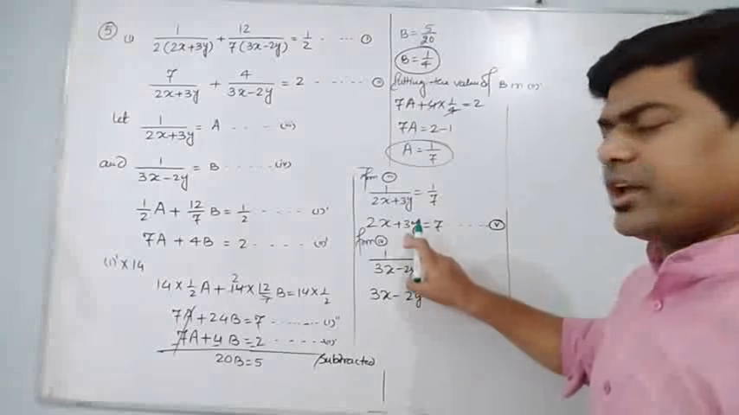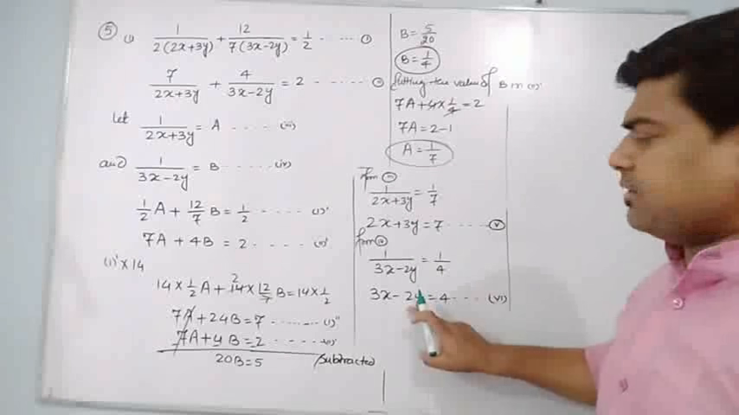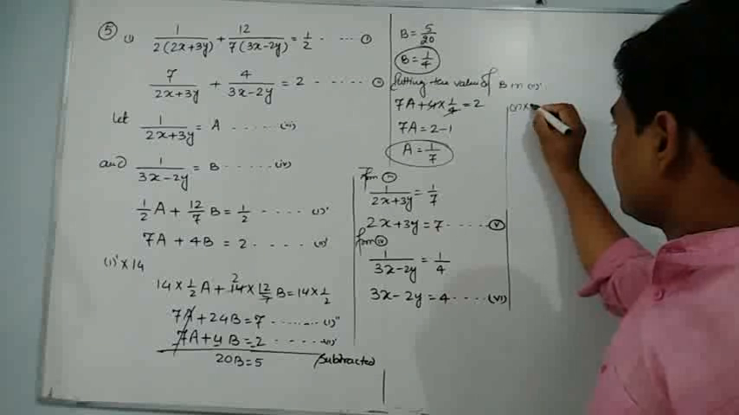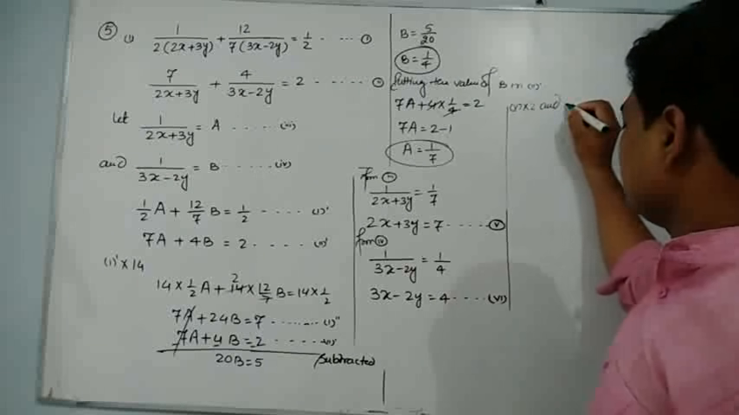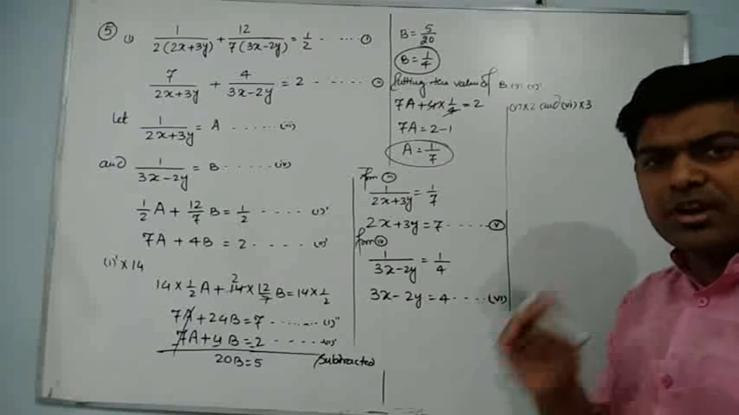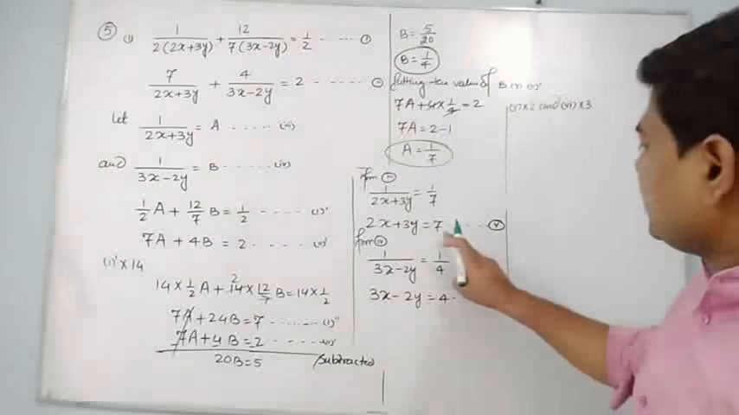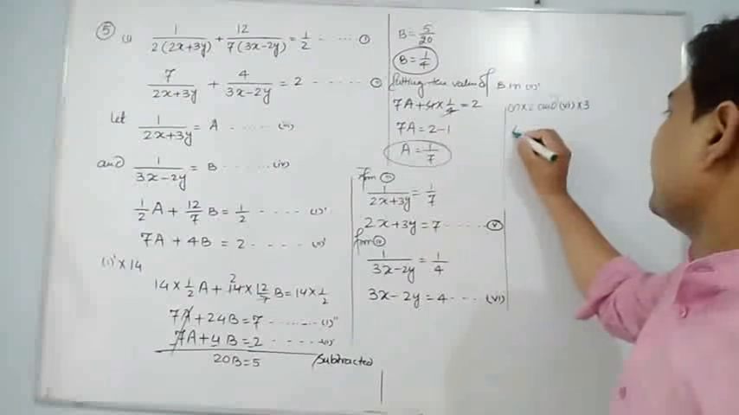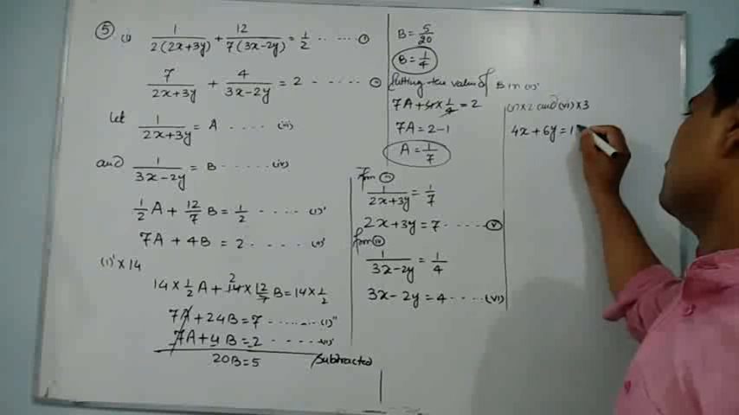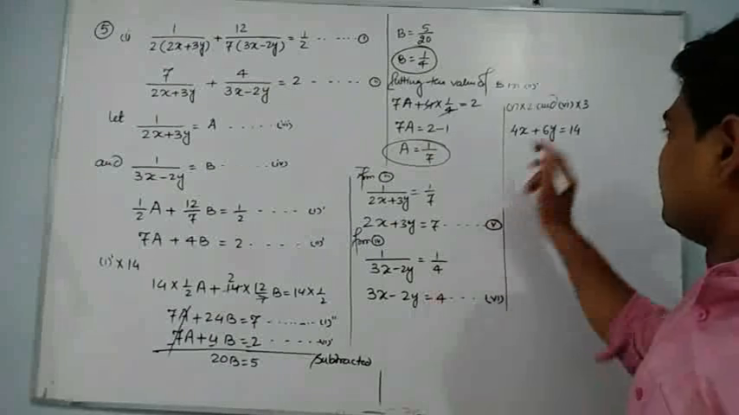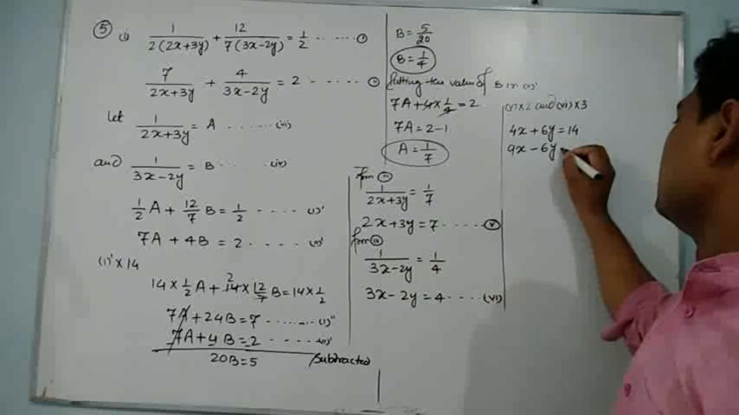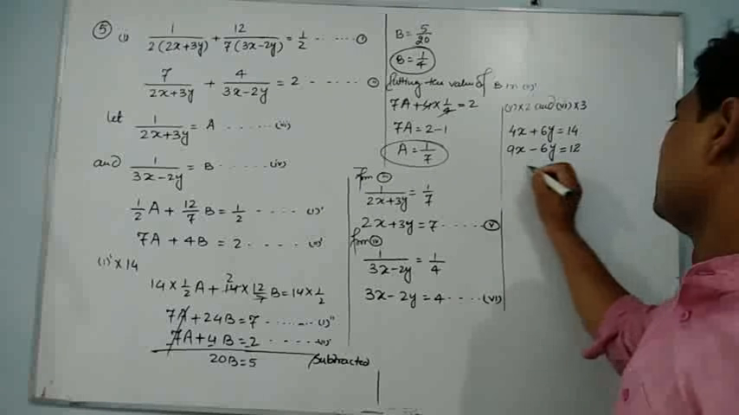If I multiply by 2 here, it will be 6. If I multiply by 3 here, it will be 6. So what can I write? 5 into 2 and 6 into 3. And whatever result comes, I am going to write it. When I multiply by 2 here, I will get 4x plus 6y is equal to 14. And this one will be 9x minus 6y is equal to 12.